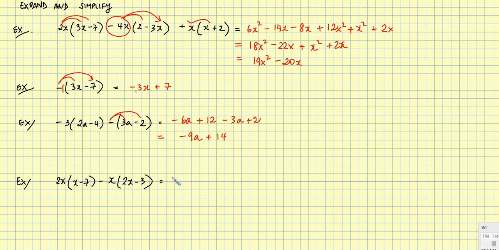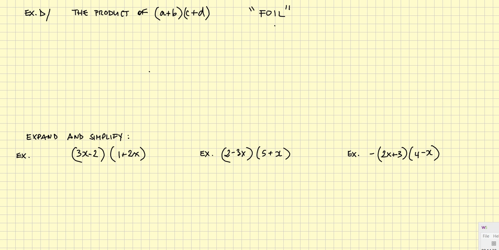Another example would be 2x squared minus 14x, then minus 2x squared, and then plus 3x. So that 2x squared minus 2x squared cancels itself out, and negative 14 plus 3 would give me negative 11x. Okay, next is section D.